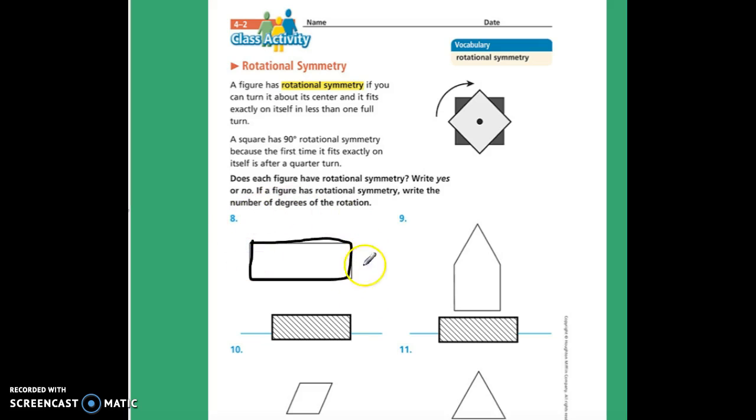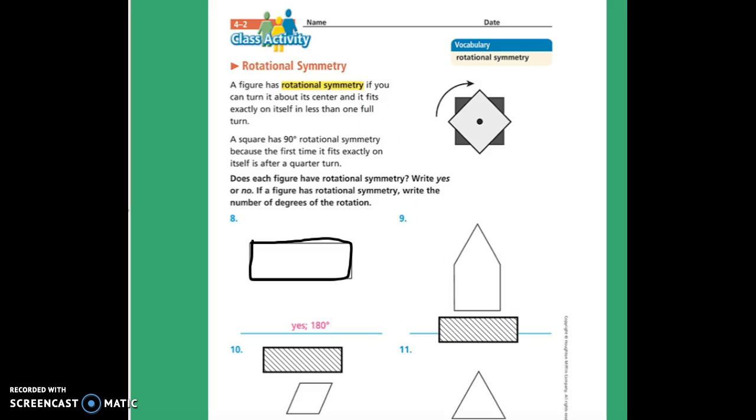So it does have rotational symmetry because I didn't go 360 degrees in a circle. It does have rotational symmetry. And I hit it after two turns. So 90 plus 90 is 180 degrees. So yes, it has rotational symmetry at 180 degrees. Now how about this figure? Let's think about this one.